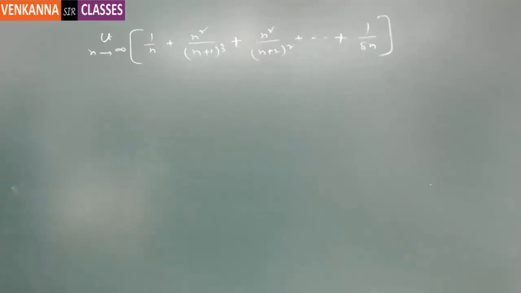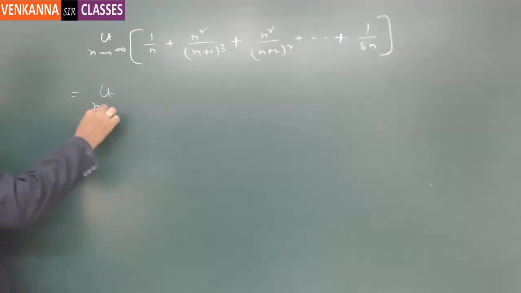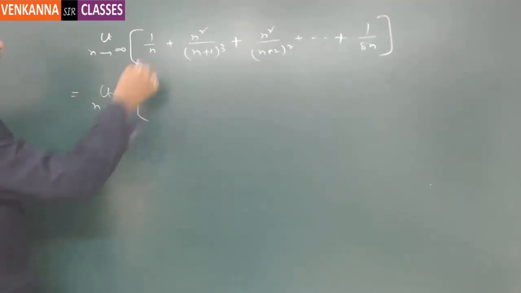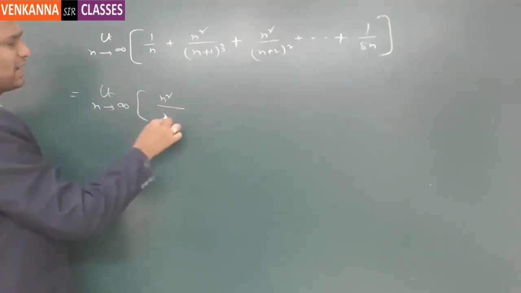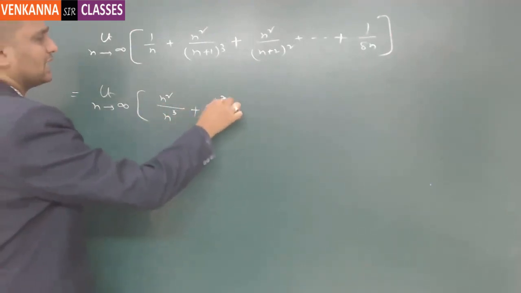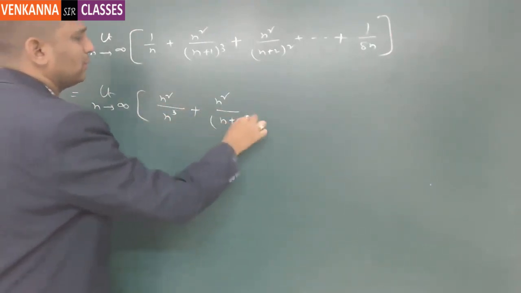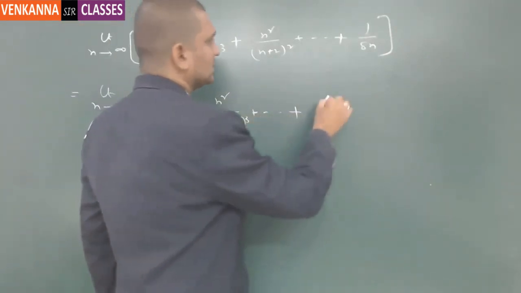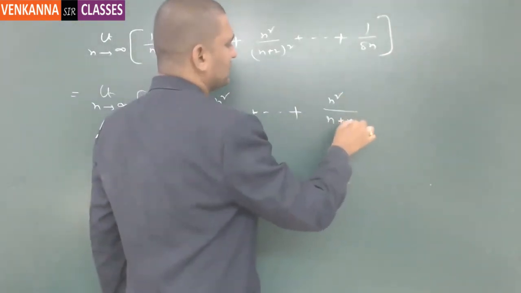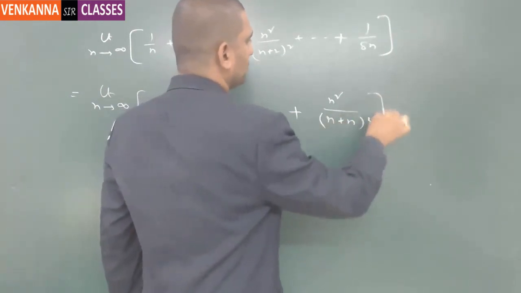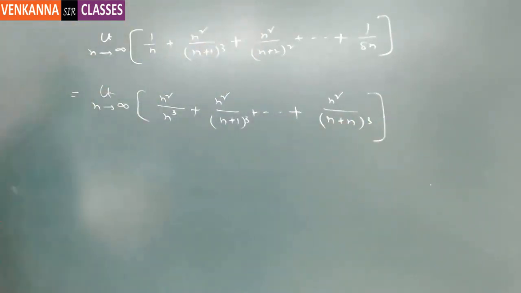So first of all, we are going to represent the summation in the required form. So this is equivalent to limit n tends to infinity. First part can be written as n square by n cube. Here n square by (n plus 1) whole cube plus so on plus n square by (n plus n) whole cube. Accepted all? The conversion of the summation in the required form.